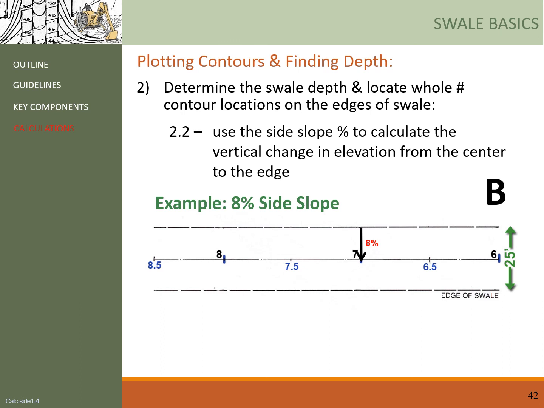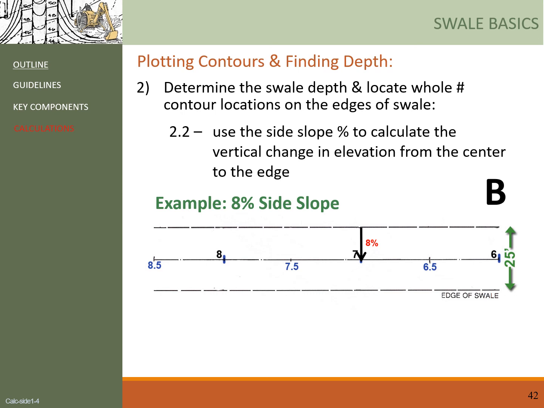For the next example B, we're given different parameters. Same as before, we're given the centerline elevations and its slope. But this time, we are given the side slope of the swell, which is 8%. The width of the swell stays the same as 25 feet. Now the task is to plot the contours and to determine the depth of the swell.